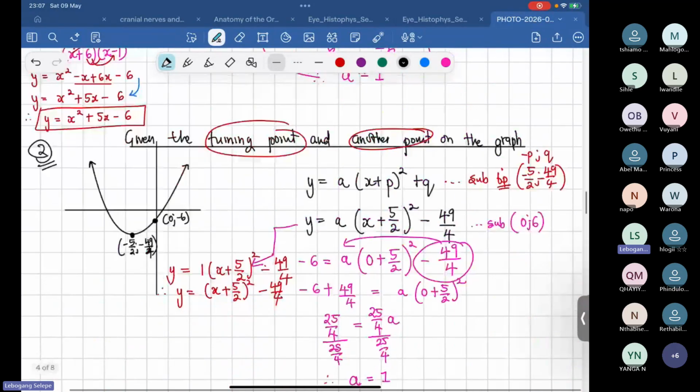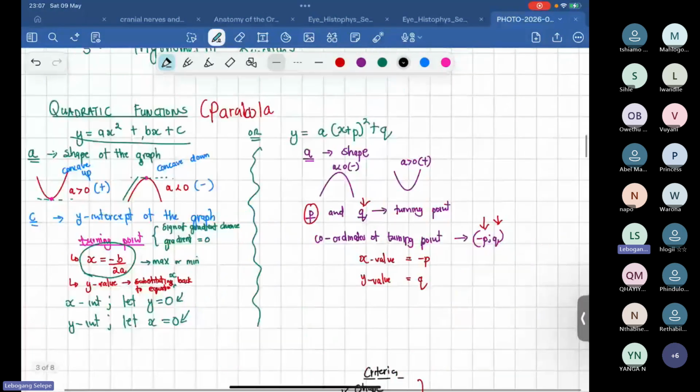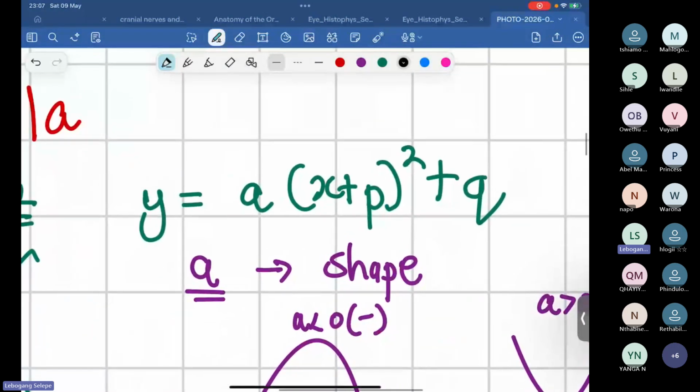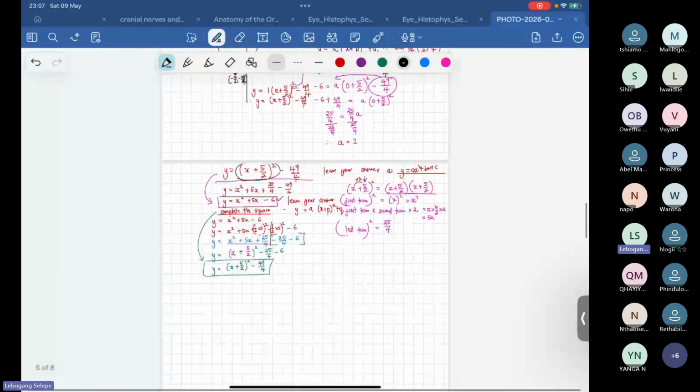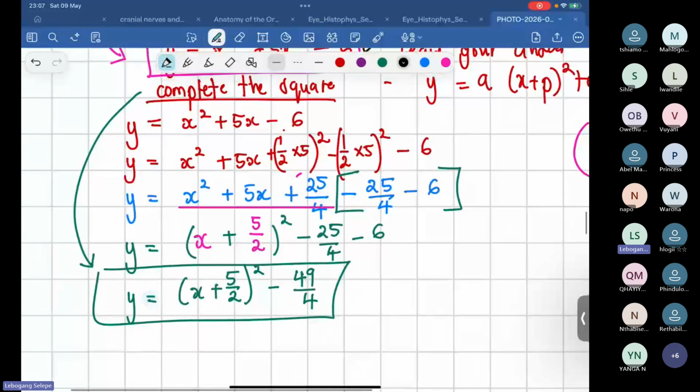And then also understanding that the examiner can expect you to leave your answer in this form. And if you have to leave your answer in this form, that's where you complete the square, which is this part. You complete the square.